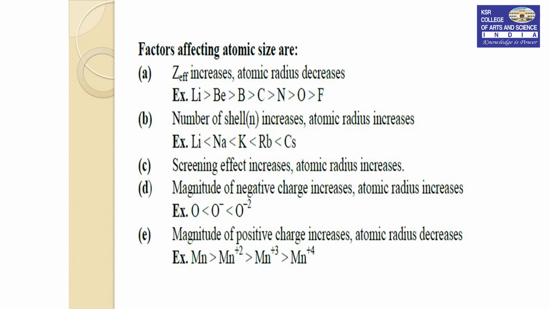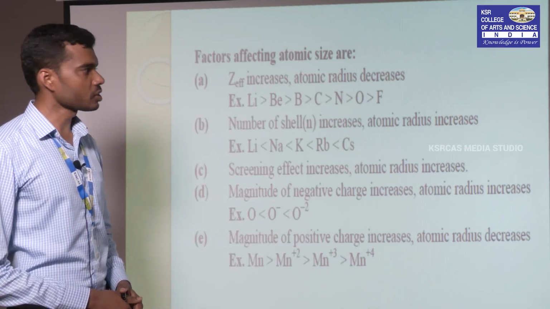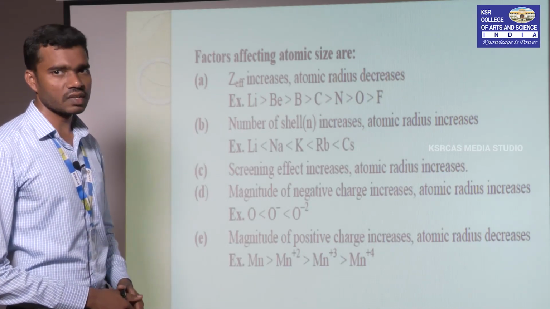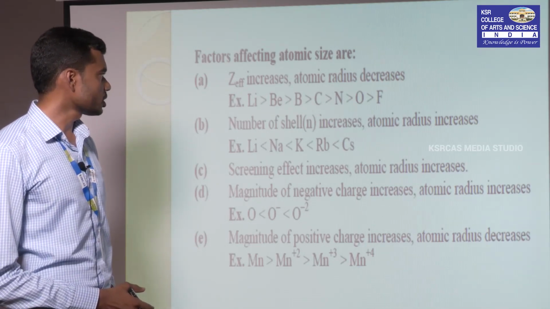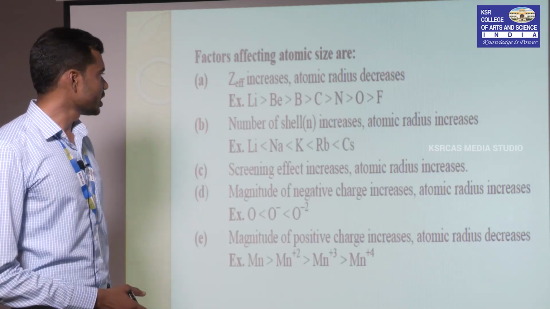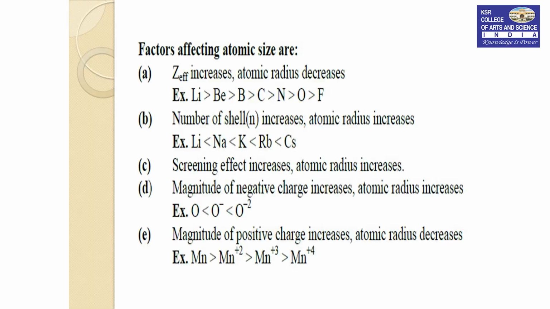The factors affecting atomic size are: first one, effective nuclear charge. We have always discussed this a lot. As the effective nuclear charge increases, the atomic radius decreases. For example, lithium, beryllium, boron, carbon, nitrogen, oxygen and then fluorine. In beryllium, the effective nuclear charge is very high compared to lithium. So the lithium atomic radius is higher compared to beryllium.